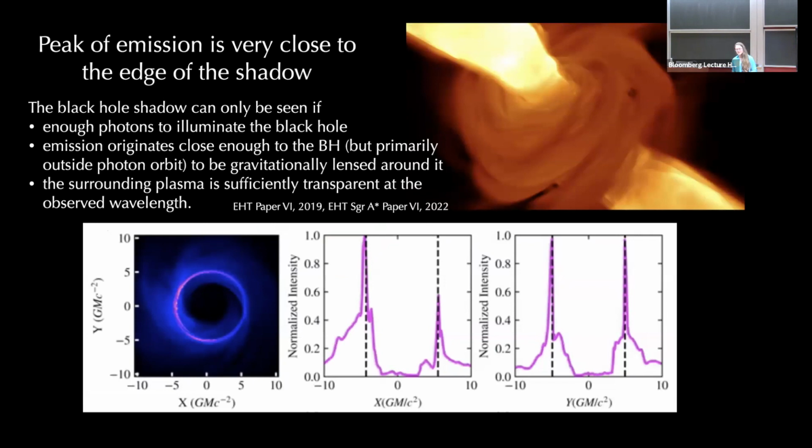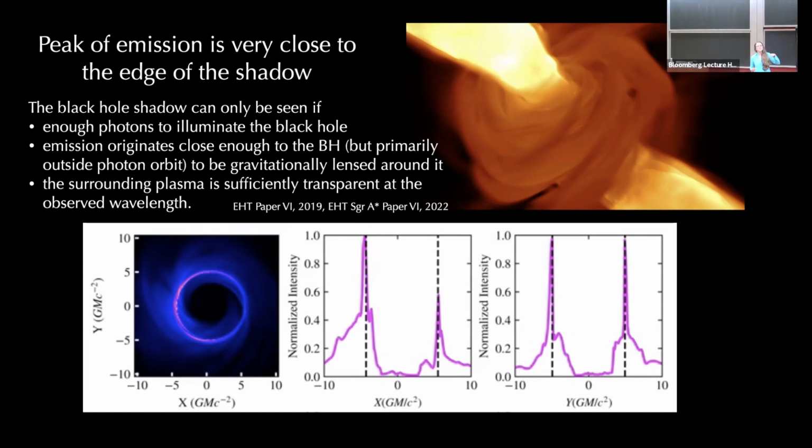Okay, so I've defined the black hole shadow in a way that depends only on the metric of the black hole, not on any astrophysical effects. But of course, what we actually observe does have astrophysical effects. So the next question to ask ourselves is how does this geometrically defined feature relate to a possible observational feature? And so I've included 3 bullet points here. These bullet points originally came from paper 6 of the 2019 M87 EHT publications, but we've essentially paraphrased this in paper 6 for Sgr A* because I liked it and I included it.